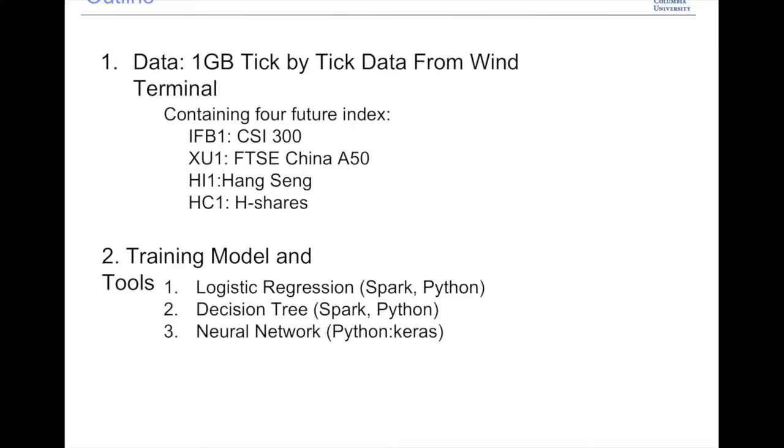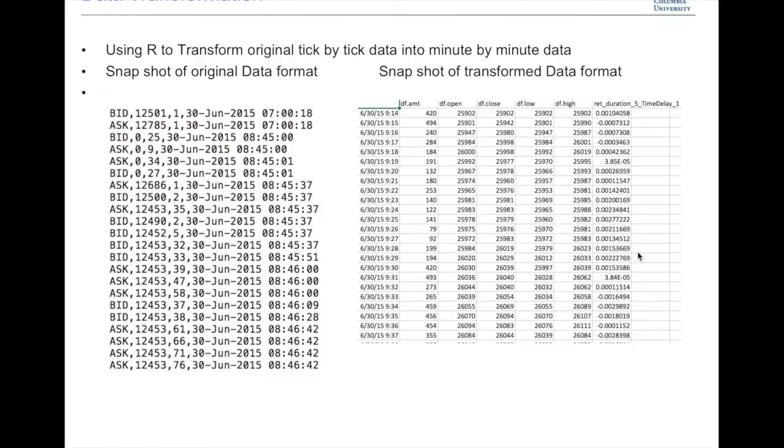We use Spark and Python for logistic regression and decision tree, and we use the Keras package in Python for the neural network analysis. We use R to transform the original tick-by-tick data into minute-by-minute data. We generated open, close, low, and high price in each minute, and generate the return in 5 minutes with a 1 minute time delay as well. The open and close prices are the prices at the very beginning and the very end of each minute. Low and high prices are the lowest and the highest price in each minute.